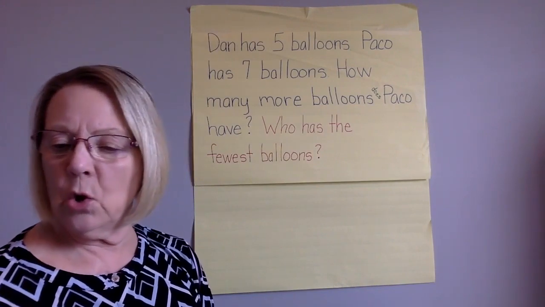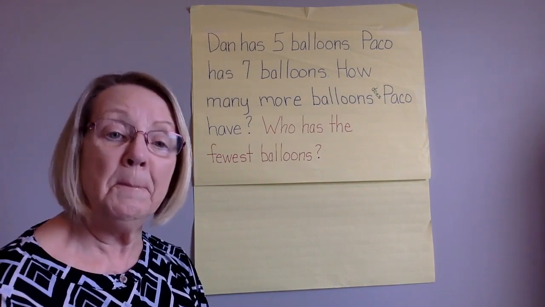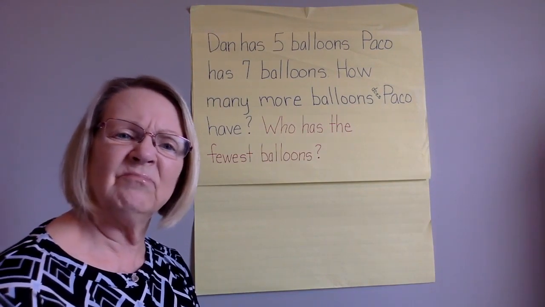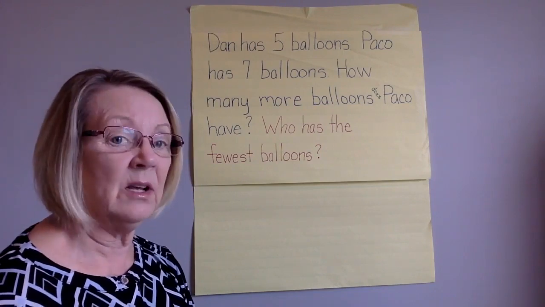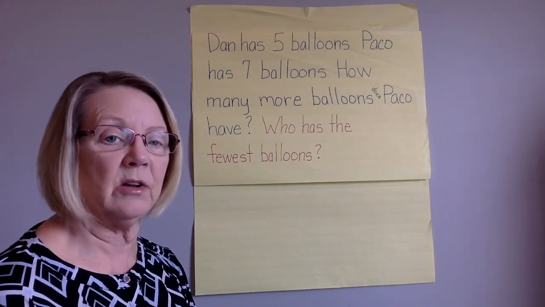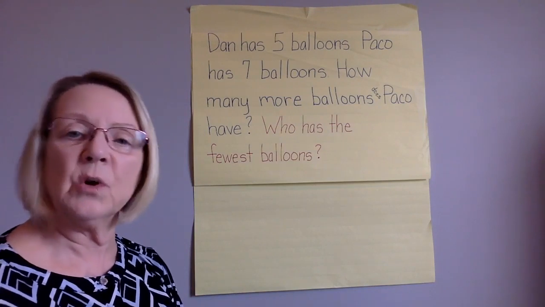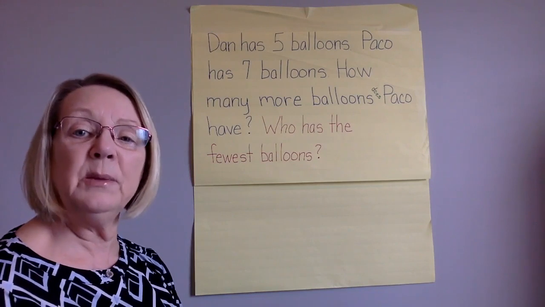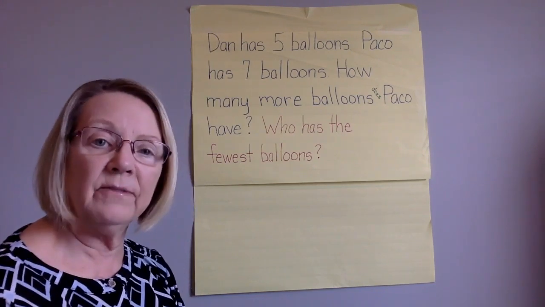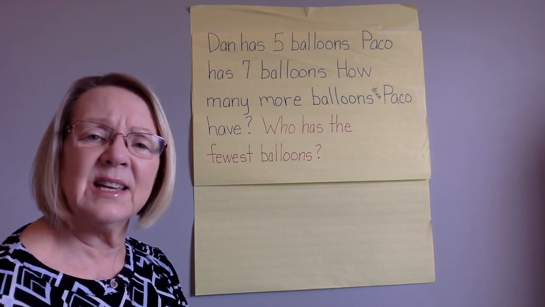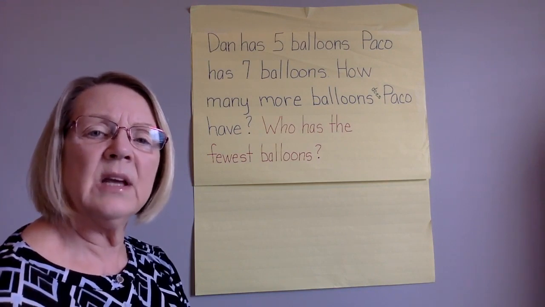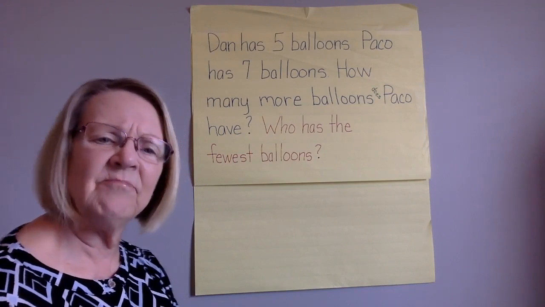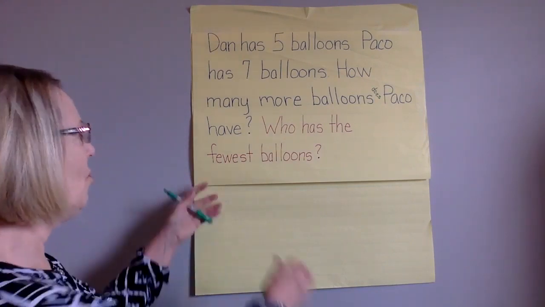All right, so we talk about what the problem is about, and it is about balloons. What do we need to find out? What is it we're trying to figure out? Well, there are 2 things we're trying to figure out. Tell me what you think one of them is. Right. How many more balloons does Paco have? Well, let's see. Dan has 5 and Paco has 7. And it says how many more?